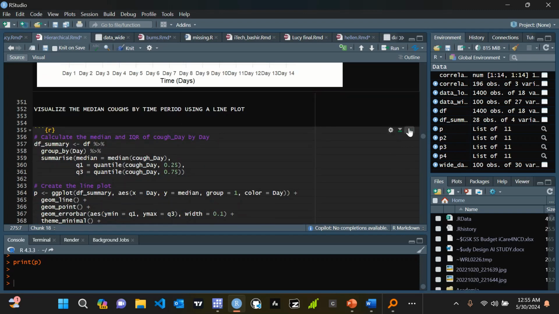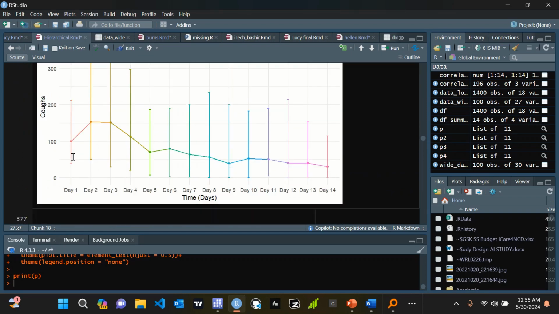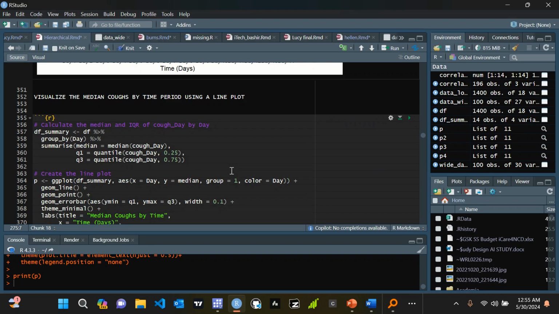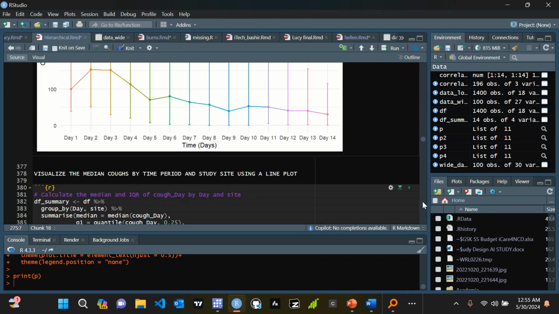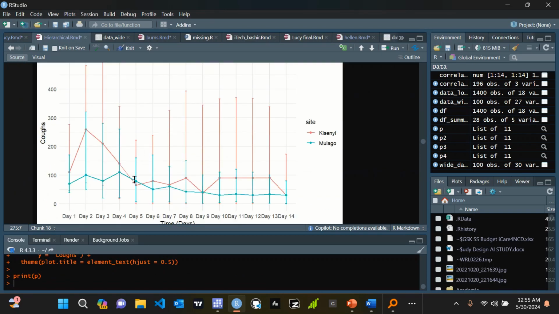Since it is non-normally distributed, we can also try to use median and interquartile ranges. You see there are very wide interquartile ranges, and these dots are the median. Also the medians go down. The median plot is kind of close to reality when it comes to skewed data. So you can do median plots per site. You can see they cross, but still Kisenyi had wide interquartile ranges and medians here.